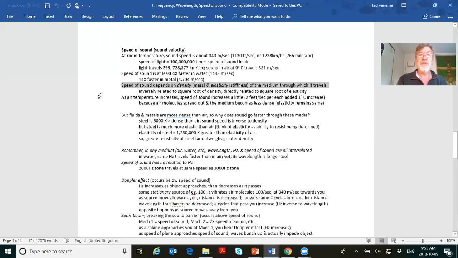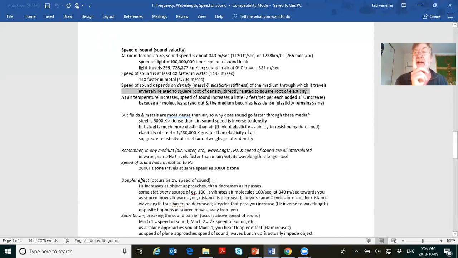But don't worry about the inverse relationships and the formulas. If you say to yourself, okay, if things are more dense, basically what this means is that the more dense something is, the slower sound goes through it. The more stiff something is, the faster sound goes through it. These are just talking the speed of sound, okay?